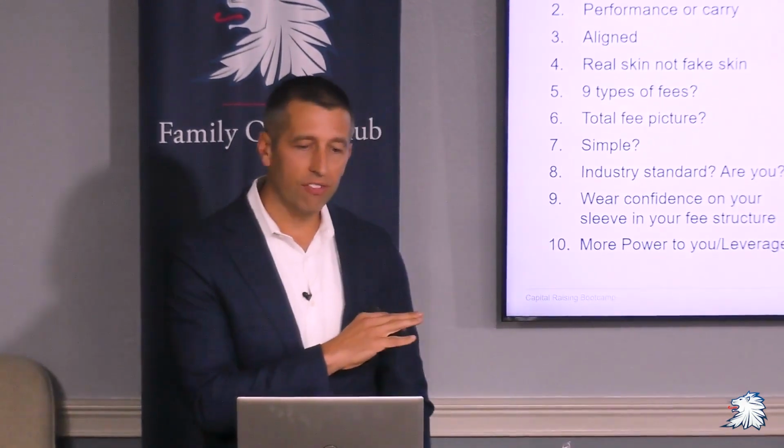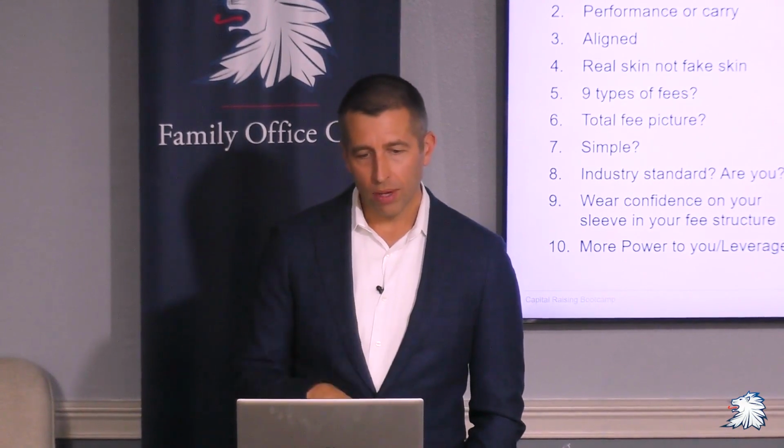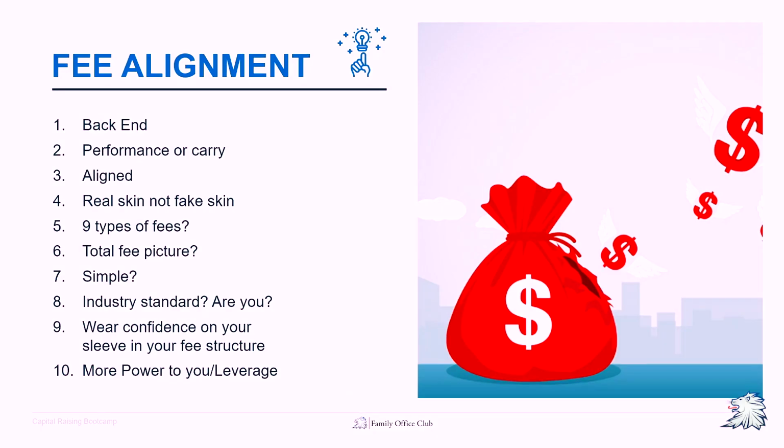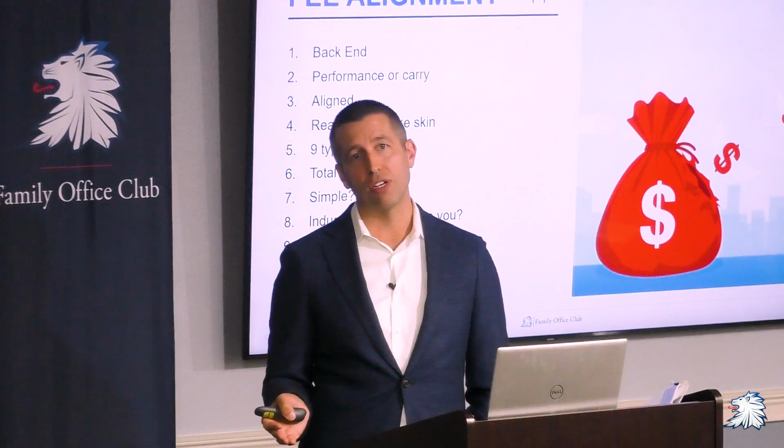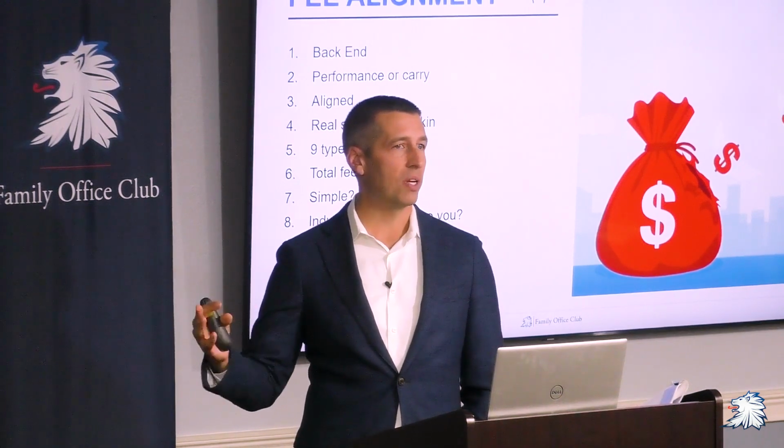All different ways to create fee alignment. You can back end things, make it performance or carry based. Make sure you don't have 9 types of fees. Keep the fees simple, potentially. Make sure that if you're charging industry standard fees that you are industry standard, and you wear the confidence on your sleeve when you structure things. Michael, who I mentioned, has got the $400 million worth of deals done. He only makes money on the carry. He has no other types of fees. And he says that his big families love that.